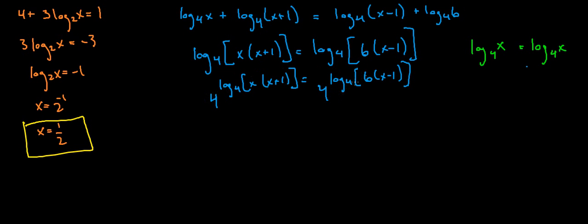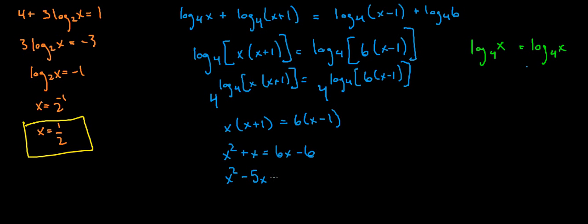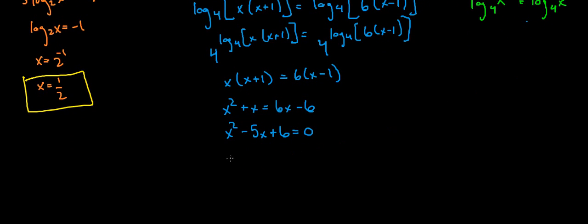So these are going to cancel out because they're opposites of each other. They're a function and its inverse function, so they'll cancel out. I'm going to get x times x plus 1 is equal to 6 times x minus 1. x squared plus x is equal to 6x minus 6. And now this is just a basic quadratic problem. I can use the quadratic formula if I want, but this is simple enough. So minus 3.